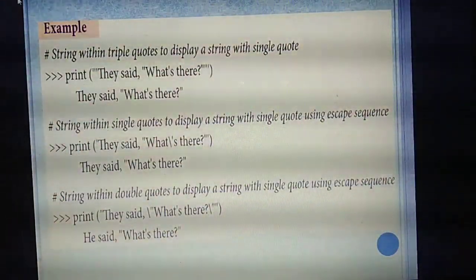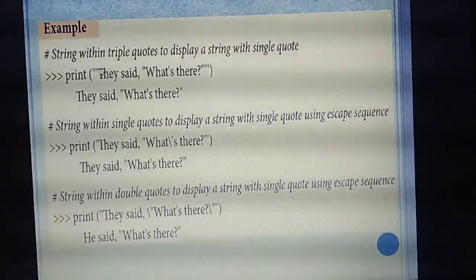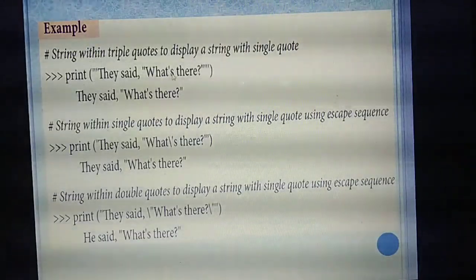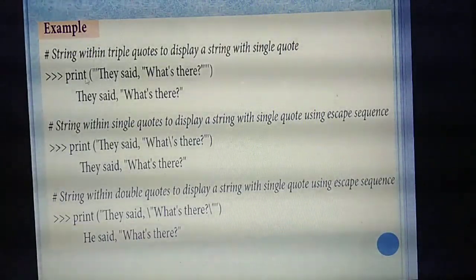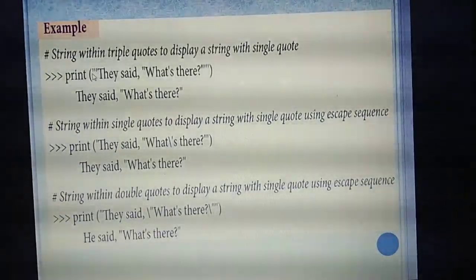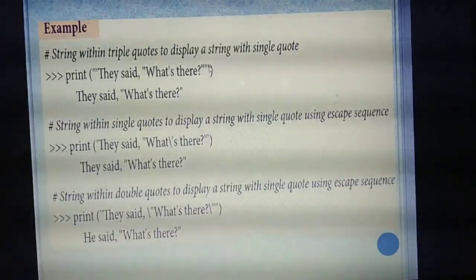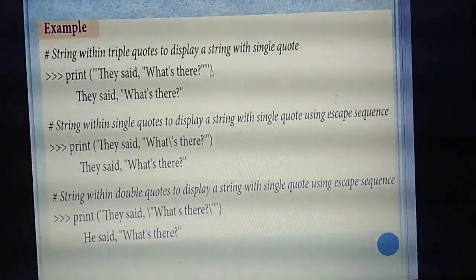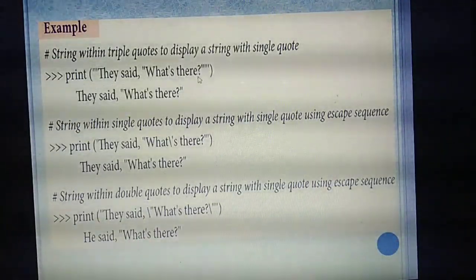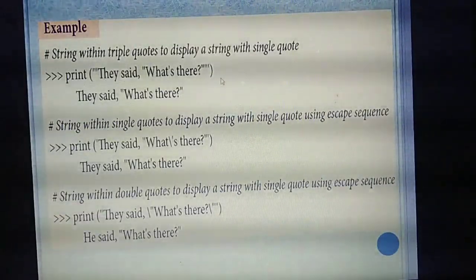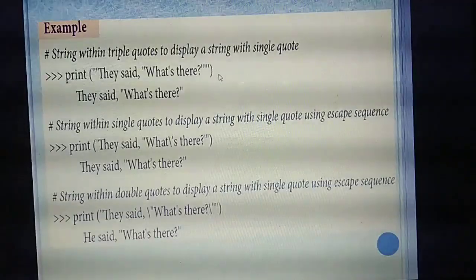See this example. Normally if you give a sentence like what's there, the apostrophe is there, isn't it? You can't give it inside single quotes. You should give it within triple quotes or double quotes. In the first sentence, they are giving it inside triple quotes, ending with triple quotes, and inside, this sentence is in double quotes. The output you will get is like this: they said, comma, what's there. This is the normal format.